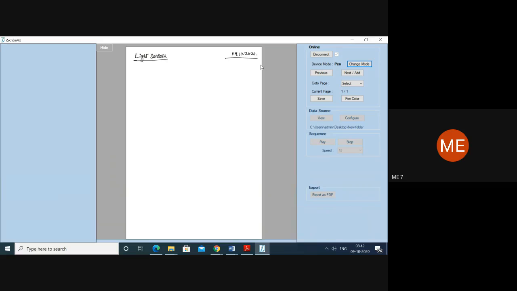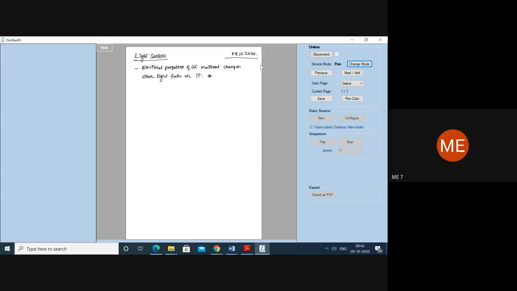Now, in the case of the light sensor, the basic concept is that the electrical properties of the material change when light falls on it. This is the first thing that we need to understand. This is the basic principle on which the light sensor works.